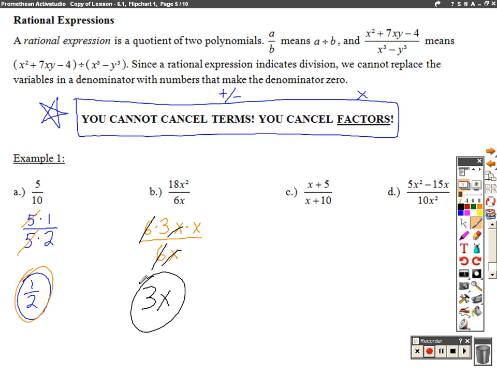Now you could probably get to this a little quicker just dividing 18 divided by 6, which is 3, and x squared divided by x. Using your properties of exponents, you just subtract them. 2 minus 1 is 1. So that's another way you could look at it.